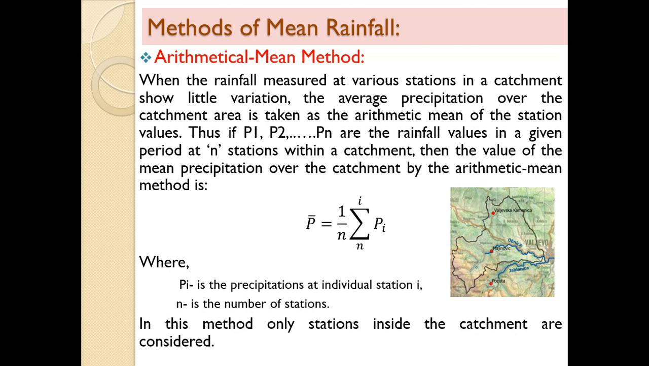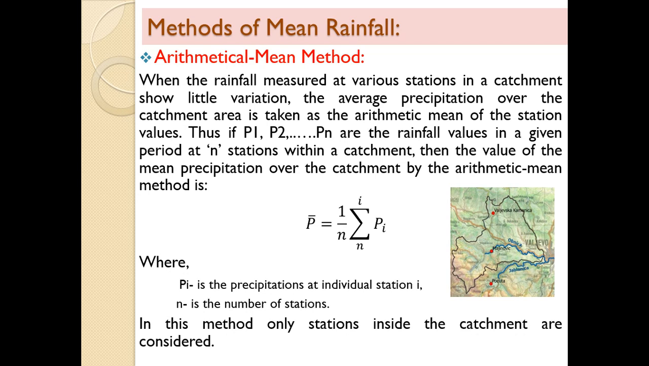When the rainfall measured at various stations in the catchment shows little variation, the average precipitation over the catchment area is taken as the arithmetic mean of the station values. Thus, if P1, P2, Pn are the rainfall values in a given period at n stations within the catchment, then the mean precipitation over the catchment by the arithmetic mean method is P bar equals summation of Pi from i equals 1 to n divided by n.